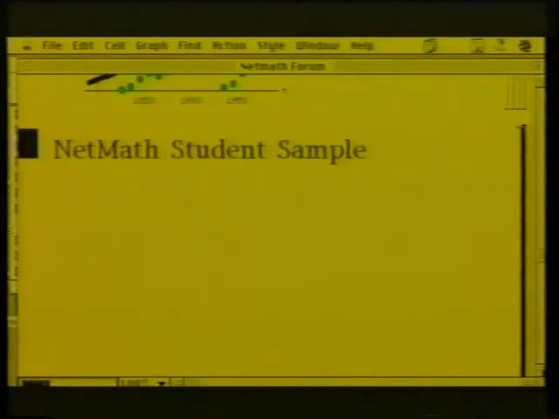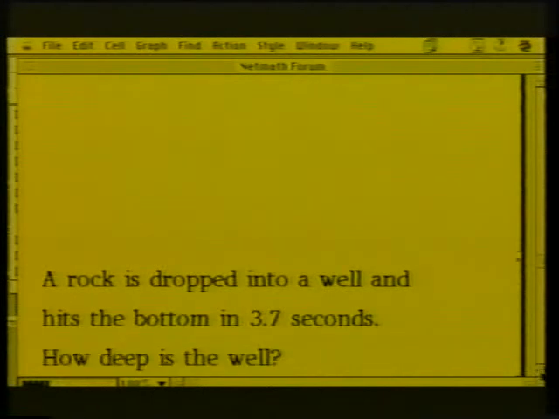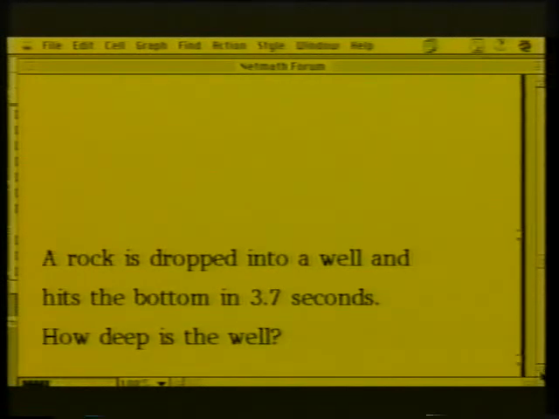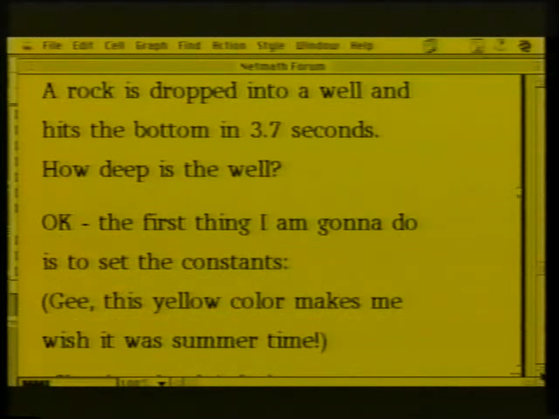Here's a student sample from NetMath, and this was in the very first year of NetMath, or the second year. This one came in, and I've loved it so much I've kept it ever since. Here's a simple calculus problem. A rock is dropped into a well and hits the bottom in 3.7 seconds. How deep is the well? This is Nicole Summer from her desk at Taylorville High School answering. And notice that what we ask for is writing. We ask for it and we get it, writing.